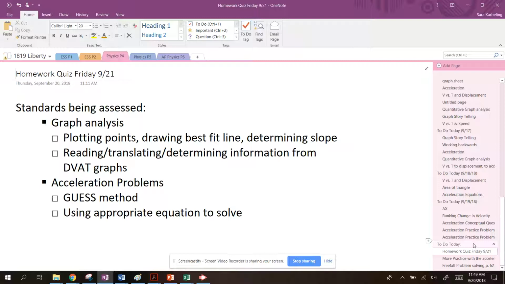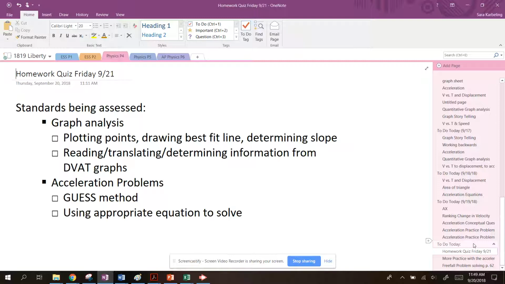The first one is graph analysis, and that really has kind of two parts to it. So I want to make sure that you're aware of that. So plotting points, drawing a best fit line, determining a slope. So I would imagine a problem like that would be, here's some data. Here's a graph. Can you plot those points? Can you draw a best fit line, and can you calculate the slope between those points? Does that seem like a reasonable thing? Do you feel like you could do that if I asked you tomorrow to do that? Okay. If that's not something that you feel comfortable with, please let me know so that we can go over that, because we can spend some time on that today if you want.